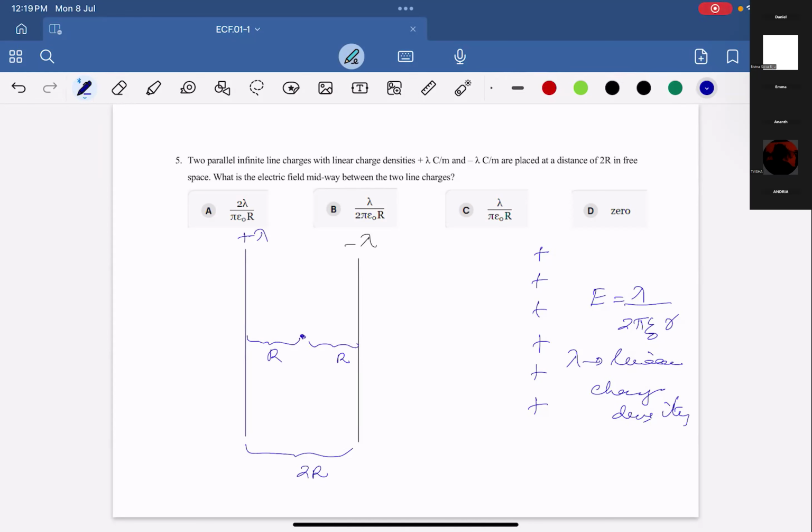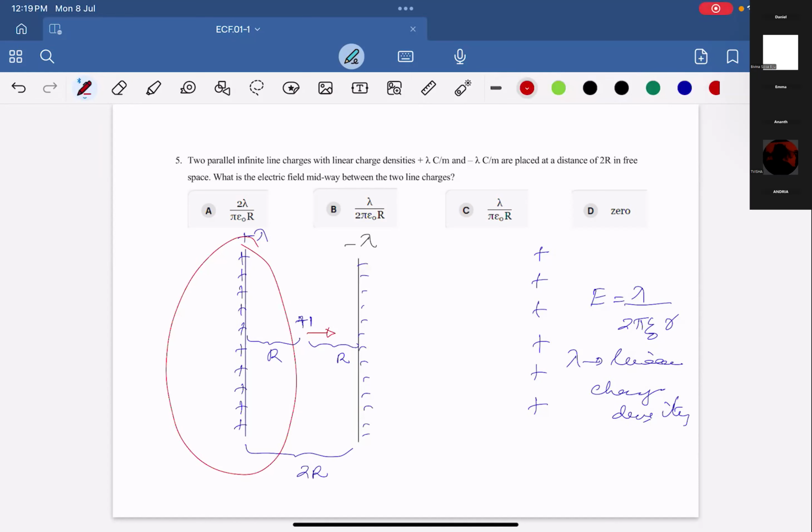How to find the electric field intensity at a point? The first line has positive lambda, the second line has negative lambda. As you can see, if you put a plus 1 coulomb, see what's happening to it. Plus 1 coulomb is repelled by the left line to the right. This line repels plus 1 coulomb to the right.